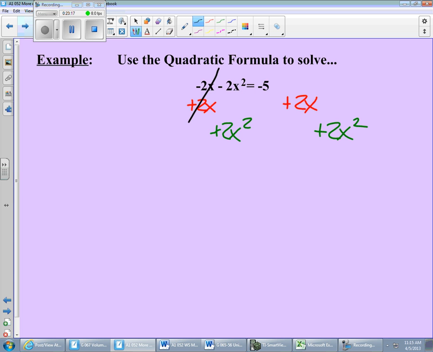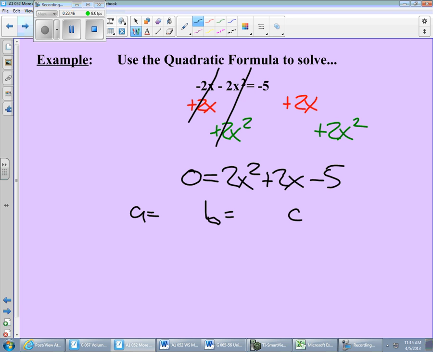The two x's cancel. The two x squareds cancel. That leaves 0 on the left. And on the right side, I've got 2x squared, 2x, and -5 constant. But again, if you want to bring them all left, that's fine. If you're in the habit of liking everything to go left, it's okay. We'll get the same answer. All right, let's see what our values are. A equals, B equals, C equals. What's A? 2, B, 2, C, -5. Very good. Hoping y'all are paying attention.